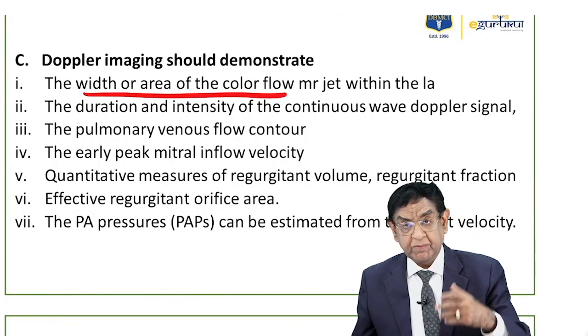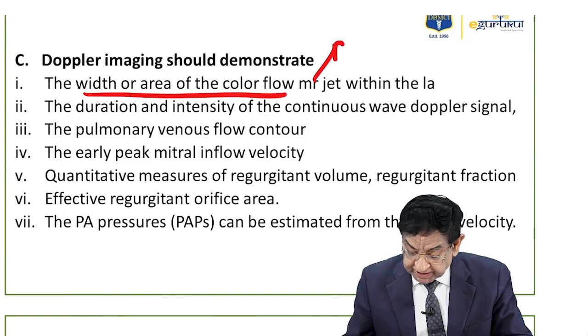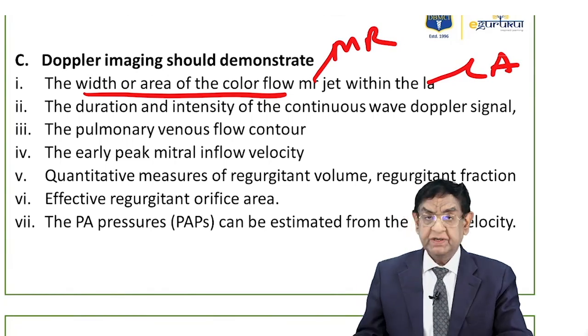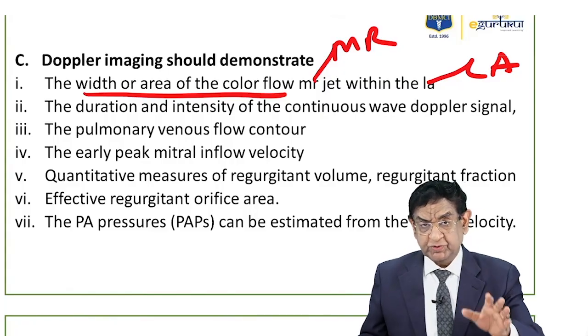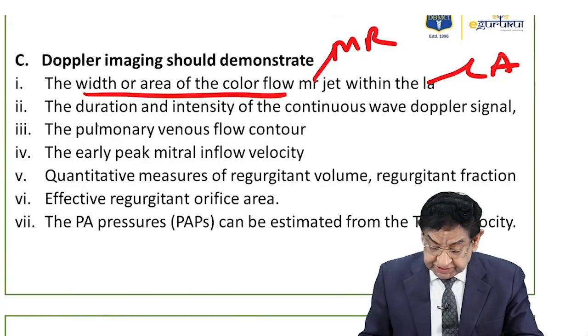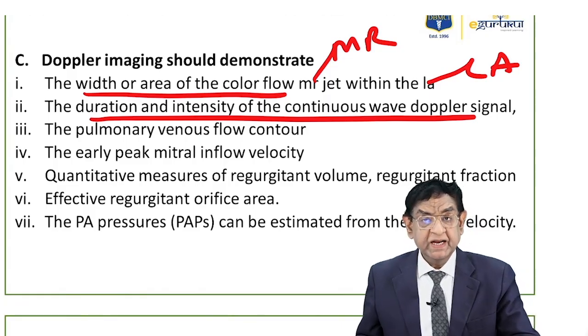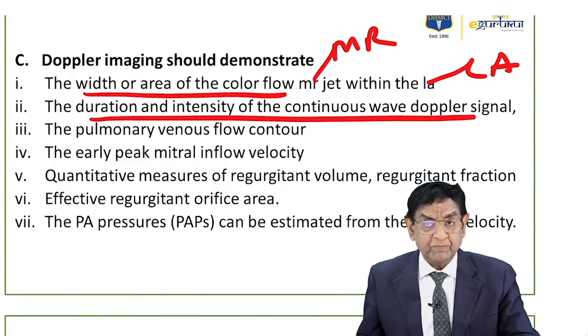Okay, how much is the jet in mitral regurgitation going into the left atria? We can see how much blood is going, by the duration and intensity of the continuous wave Doppler signal. How much is the flow of blood?